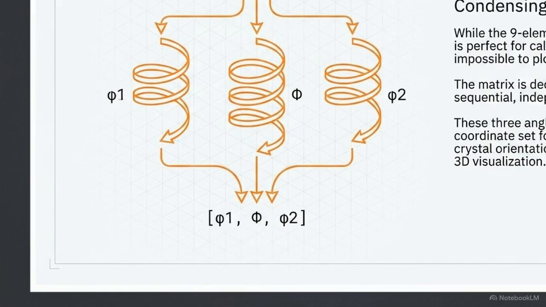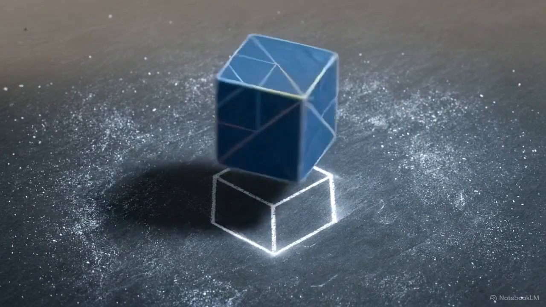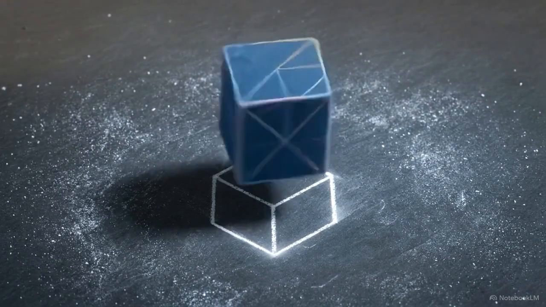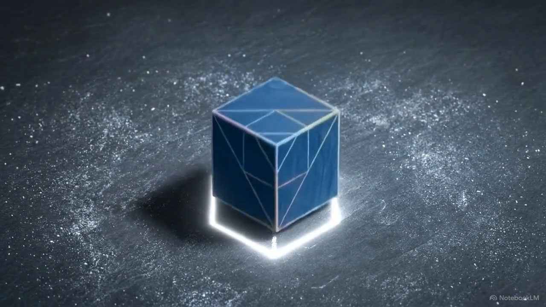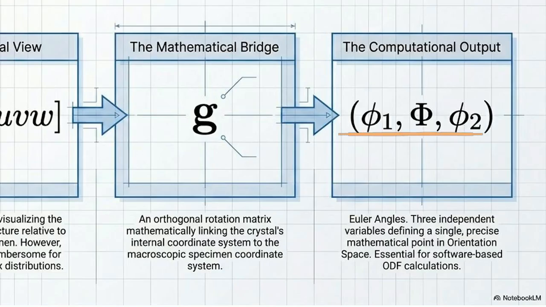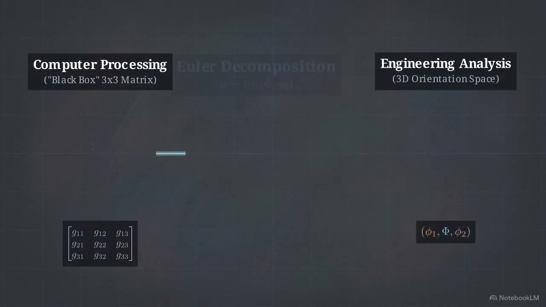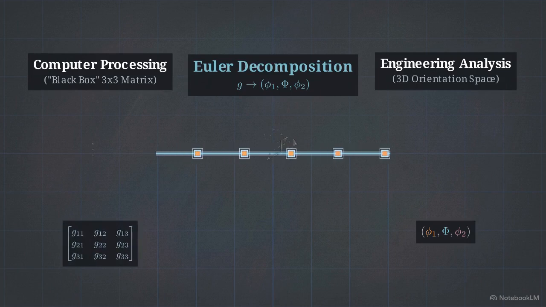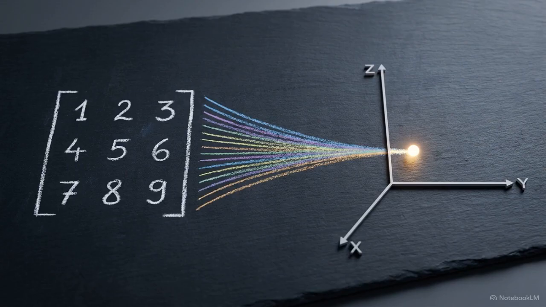By applying these 3 precise twists in sequence, we perfectly align the macroscopic specimen frame with the internal crystal lattice. These 3 sequential angles output a single, unified set of 3 coordinates, representing that specific crystal's alignment. This coordinate set is the final computational output. It is the exact variable needed by materials scientists to begin analyzing large datasets. Euler decomposition bridges the gap between machine computation and human analysis, compressing 9 dimensions of math into a single, highly accurate data point that we can plot.